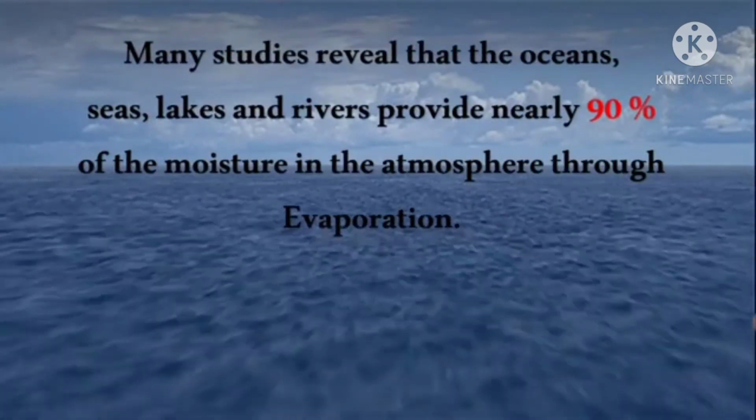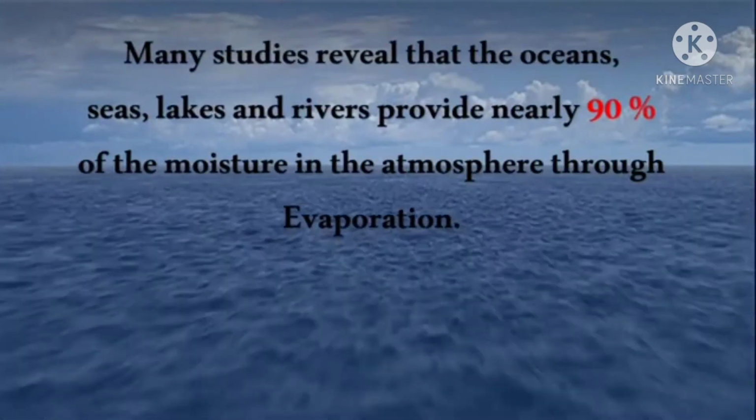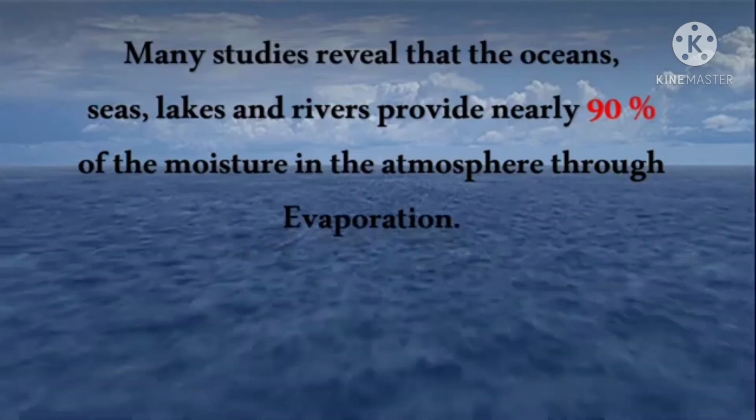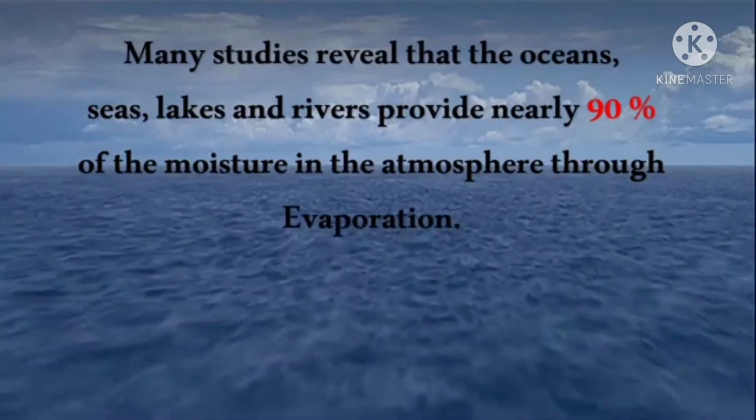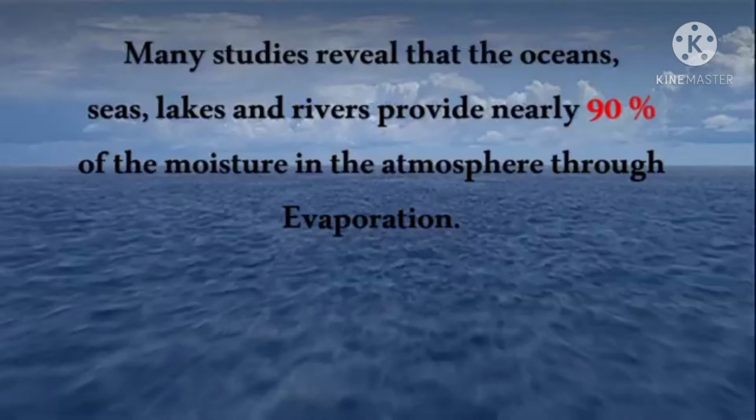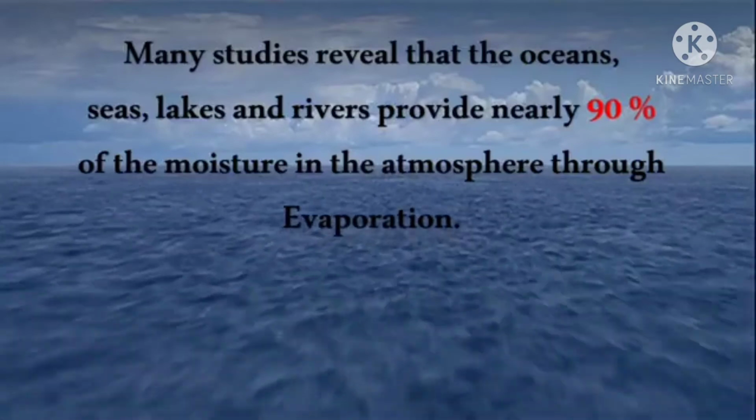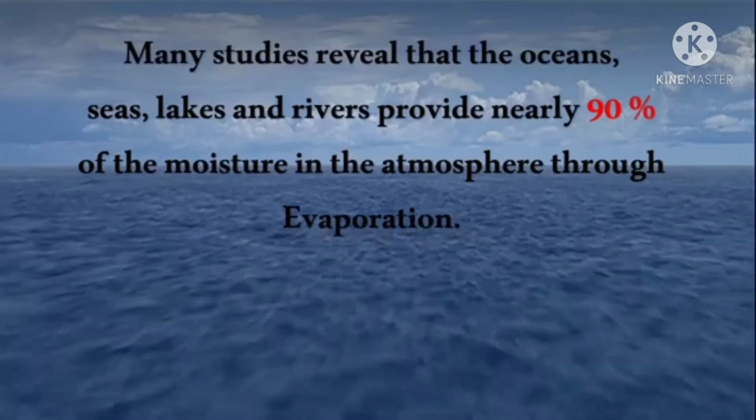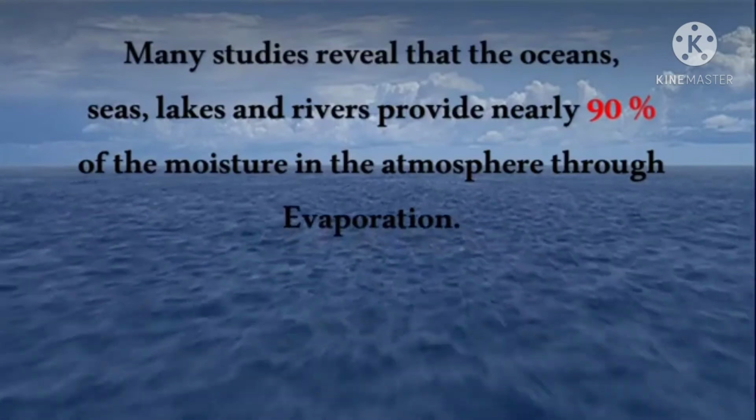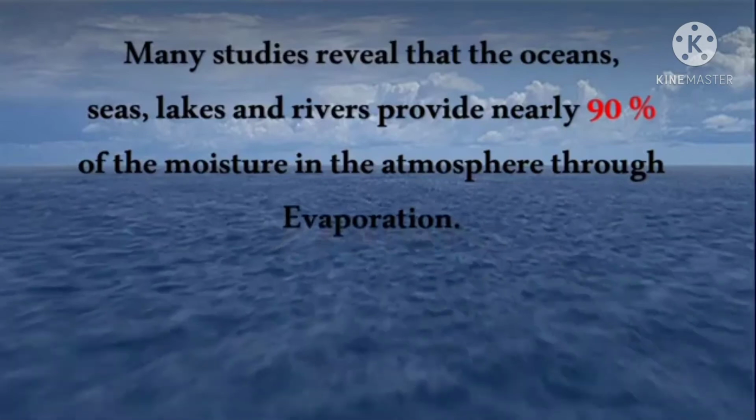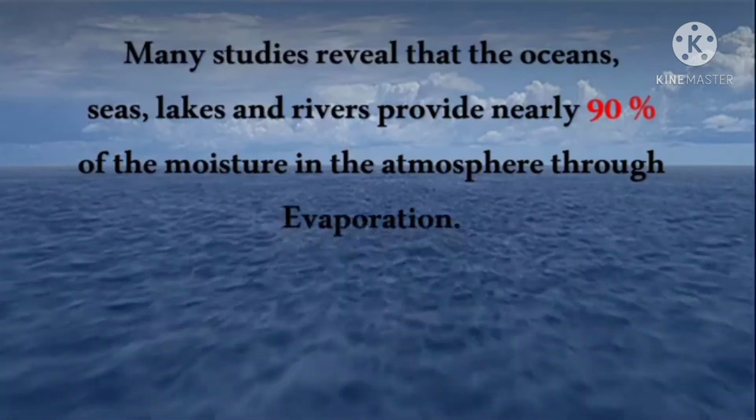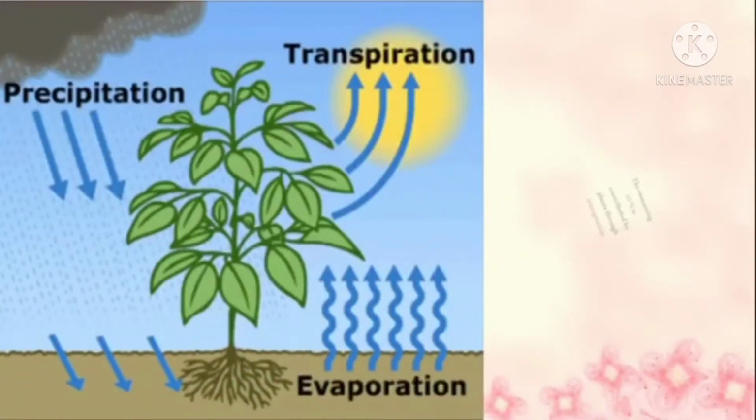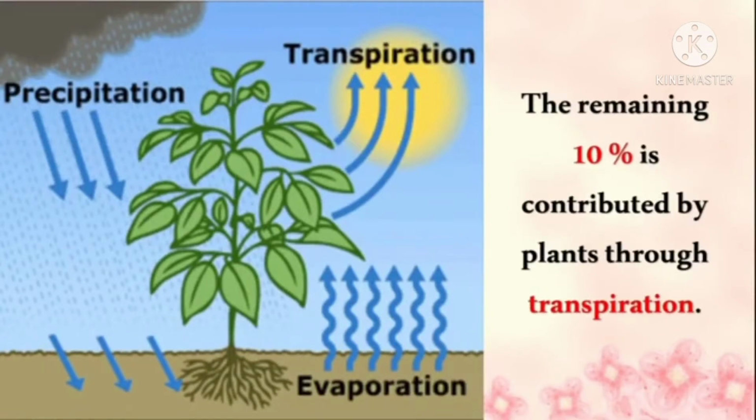Many studies reveal that the oceans, seas, lakes and rivers provide nearly 90% of the moisture in the atmosphere through evaporation. How much percentage? 90% of the moisture in the atmosphere through evaporation. Then the remaining 10% is contributed by plants through transpiration.